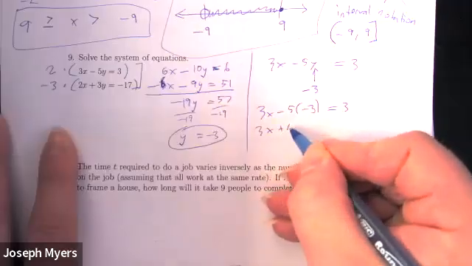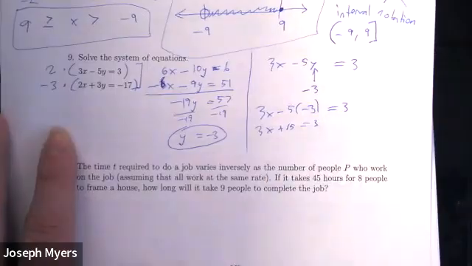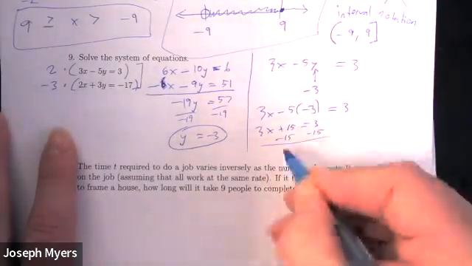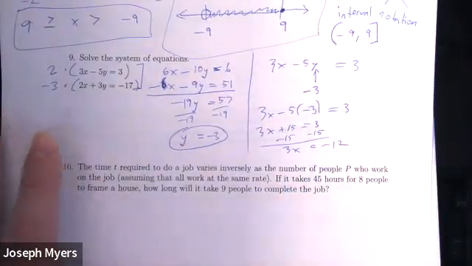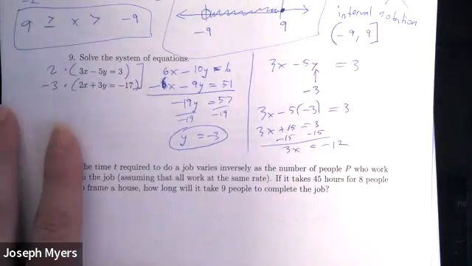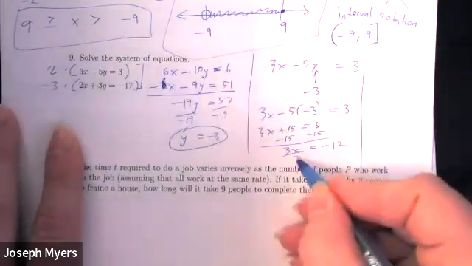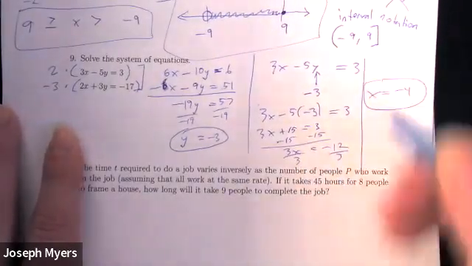15. So you'll get 3x plus 15 equals 3. And now I need to subtract the 15 from both sides. Get 3x equals negative 12. So if you get 3x equals negative 12, what do you do to get x? Divide by 3. So you're going to get x equals negative 4, like that.